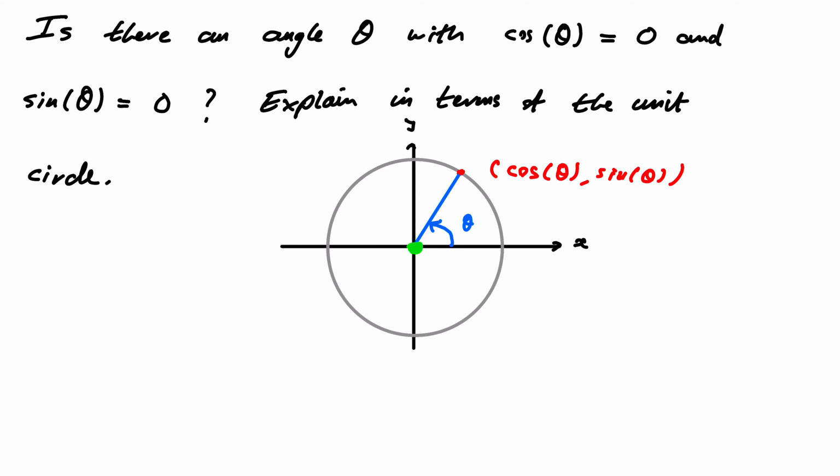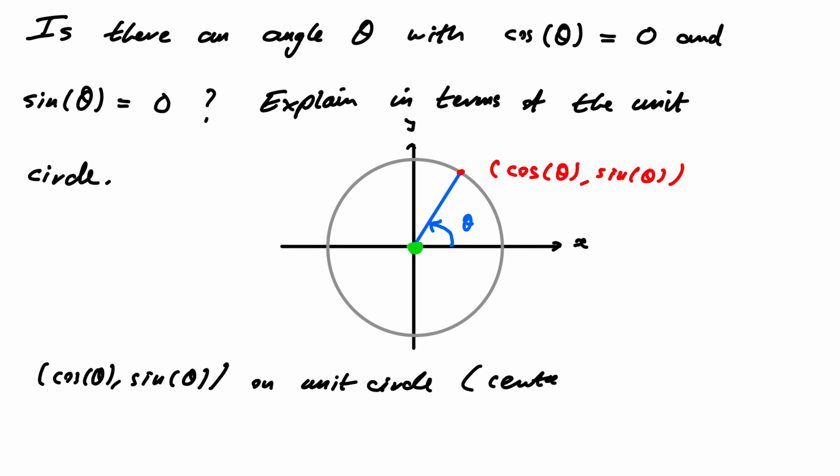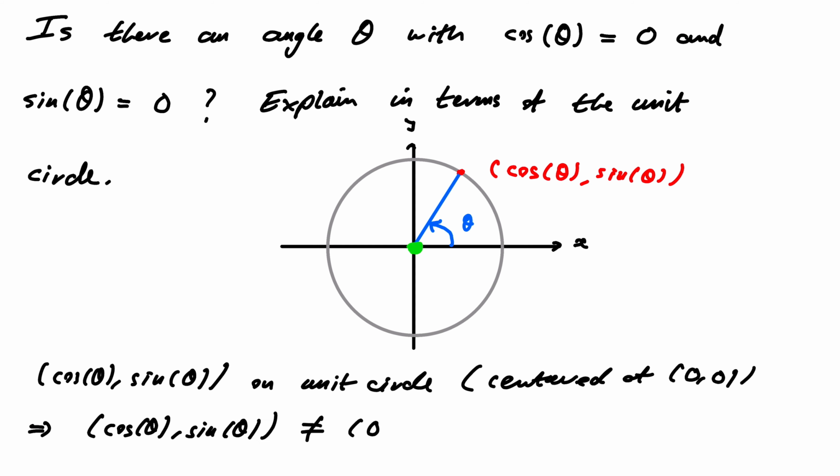So cos theta, sine of theta on the unit circle, centered at the origin, implies there is no angle. Maybe I'll just write cos of theta, sine of theta. It can't equal this point. It can't be 0, 0 for any theta.